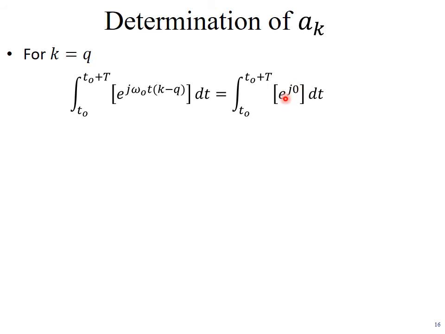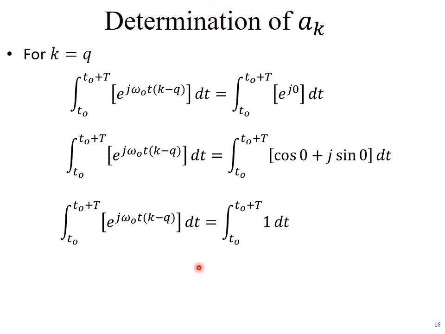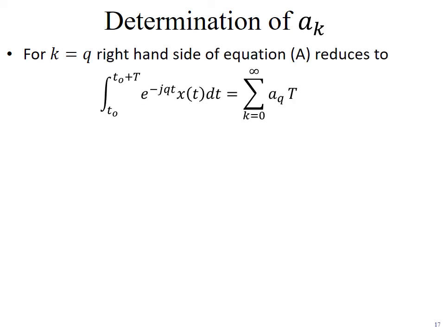Now when k is equal to q, we will get e power j into 0, right? So e power j 0 can be written as cos 0 plus j sin 0, which is equal to 1, and the integral of 1 is simply T, right? So for k equal to q, the right hand side of equation A can be written in this form. The integral would be simply T, and the rest of the equation is the same as it is.